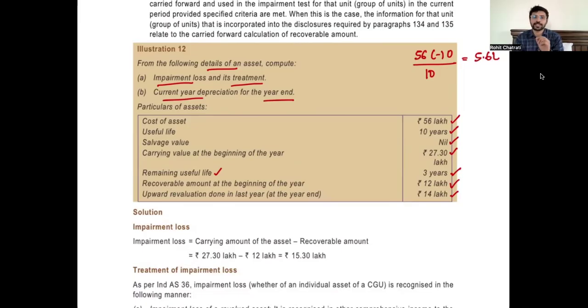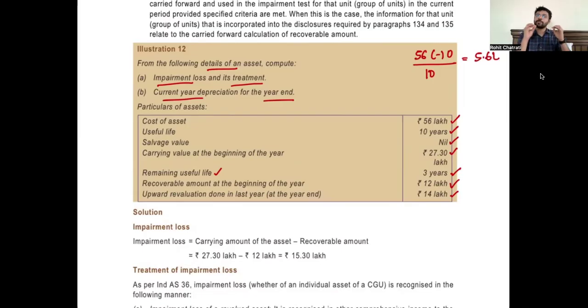But what Ind AS 36 actually states is, if in the past you had a revaluation gain as a result of which you credited your accumulated OCI, and if in the current year on the same asset you're required to recognize an impairment loss, then adjust the impairment loss first against the OCI balance. Adjust the impairment loss first against the accumulated other comprehensive income, and any excess impairment loss only will be debited to the P&L.